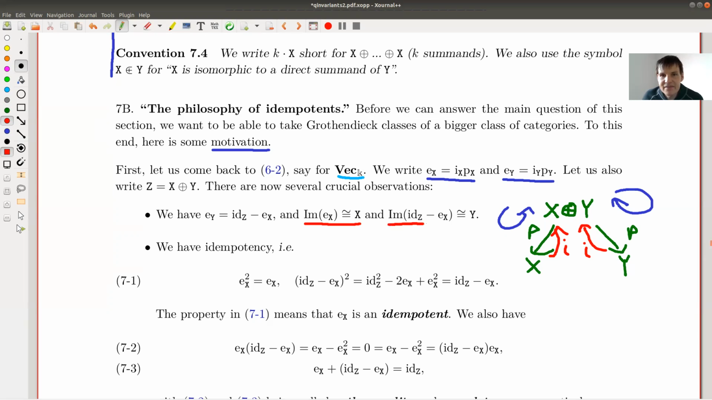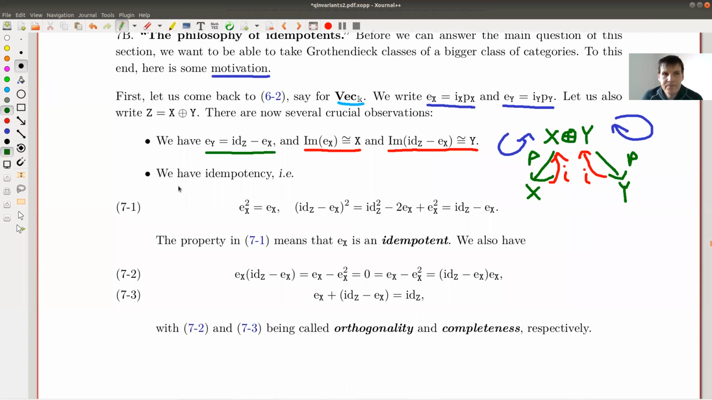The image of ex is x, and the image of ey, which is just the identity minus ex, of course, is y. Okay, that's not very surprising. That's how it's built. But then come three really crucial properties: one, two, three.